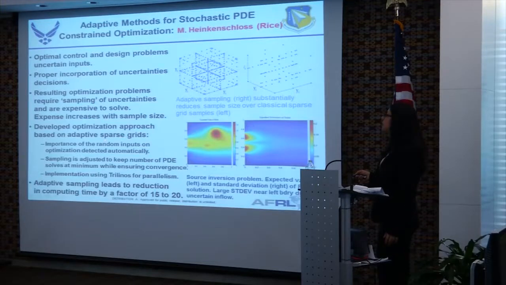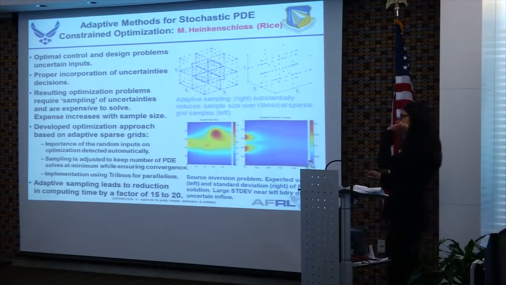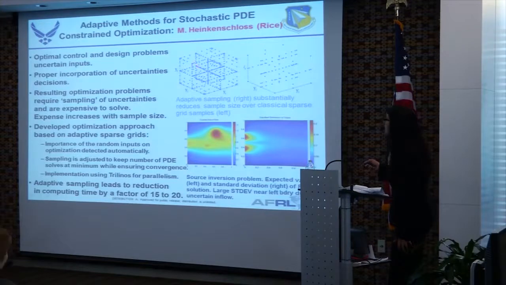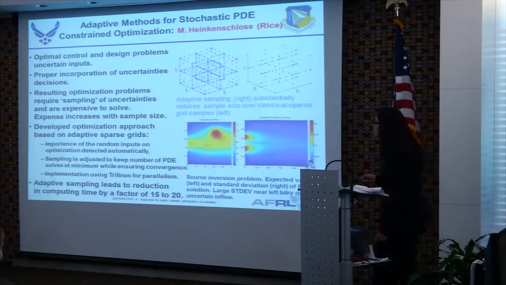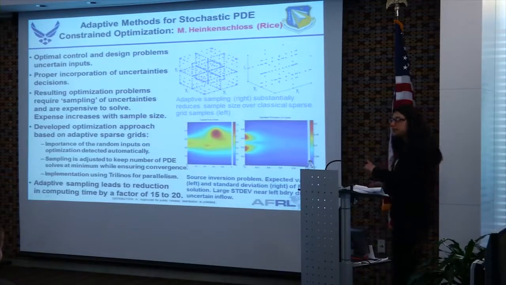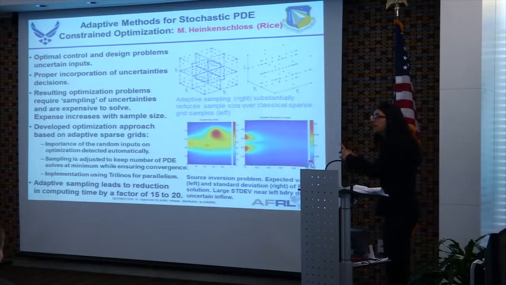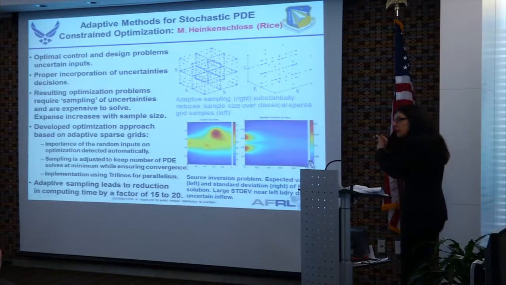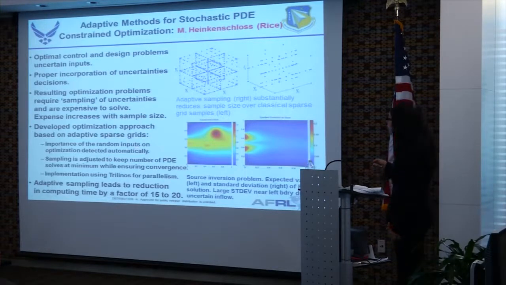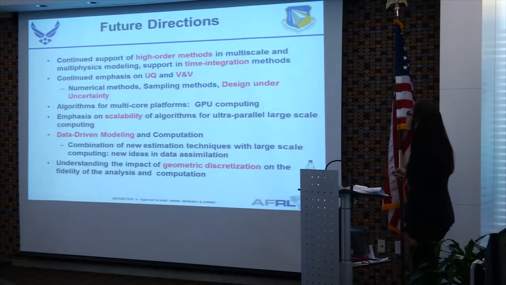Okay. So in this case, you choose your grids in such a way that you don't sample everywhere. You just sample in certain areas that are of importance. Since you're doing an optimization problem, you sample in such a way that your optimization problem has a faster rate of convergence. Okay, so in this case, we're talking about the output error. The error that would help you with the choice of your sampling points is going to be related to your optimization techniques. This is where these two different areas are coming together. And in this case, adaptive sampling has led to a reduction in computing time by a factor of 15 to 20, which is significant here. Okay, so future direction.